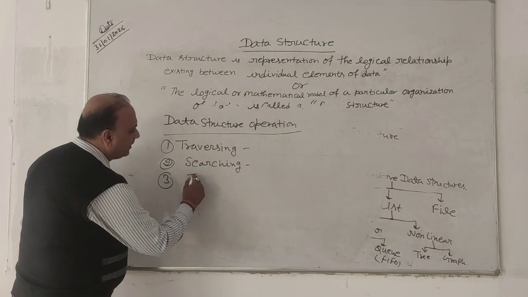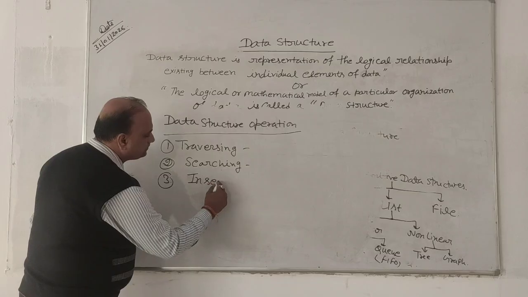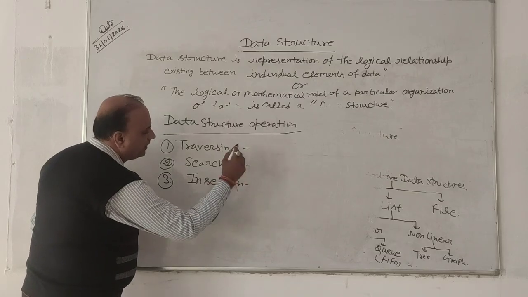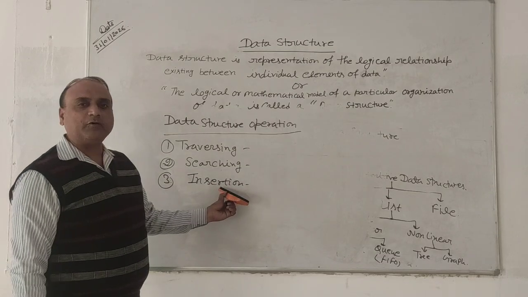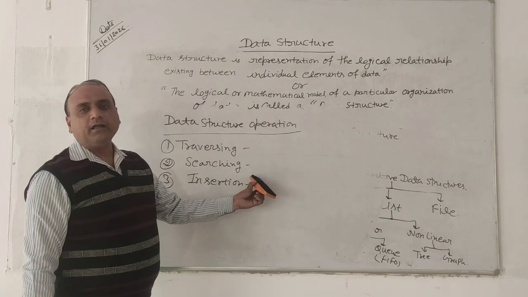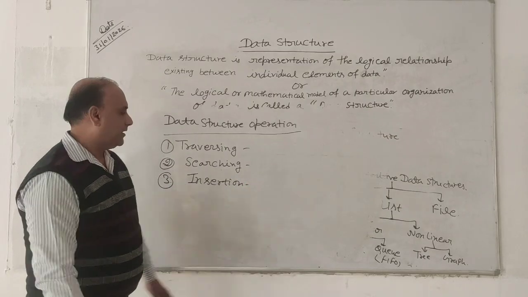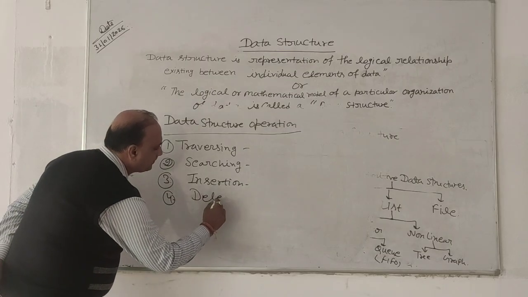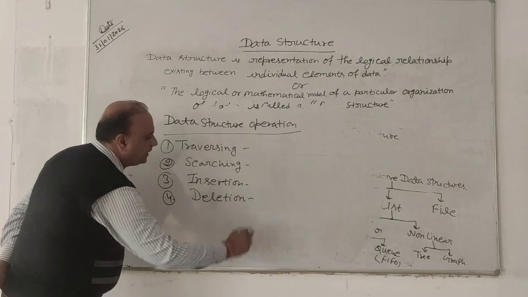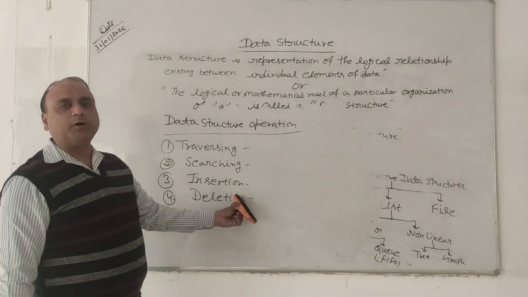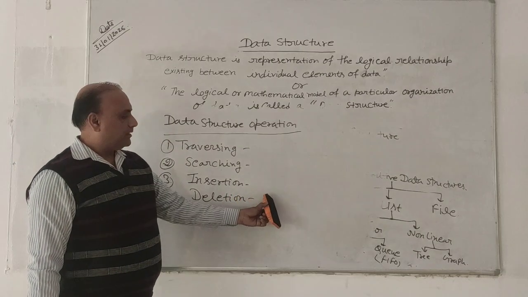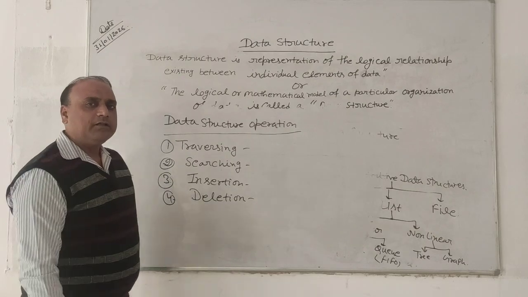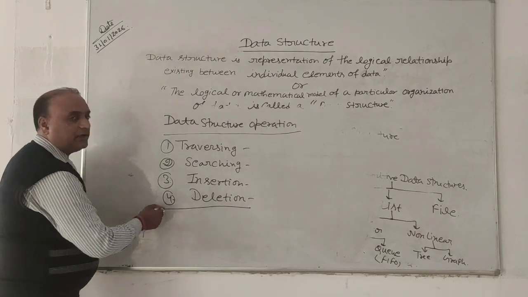Third one is insertion. In this type of operation, we can add an element into the data structure. And the fourth is deletion. In the deletion operation, we can remove an element from data or record. These four are the basic data structure operations.